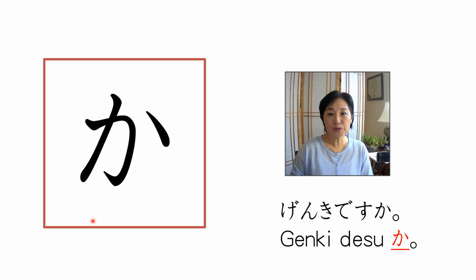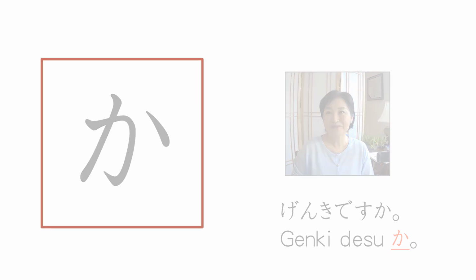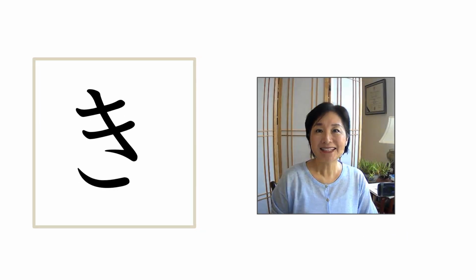So let's start from the first one. Please repeat after me. Ka, ka, ka. Now, do you remember I said genki desu ka in the beginning of this lesson? Ka is a question marking particle. So whenever you hear ka at the end, that means it's a question sentence. Next one, ki, ki, ki.